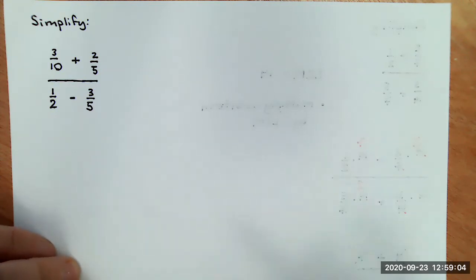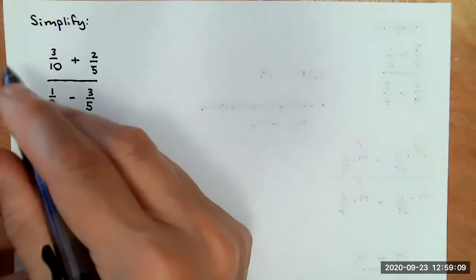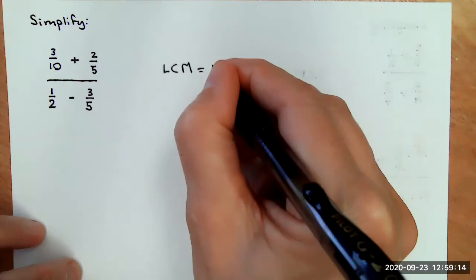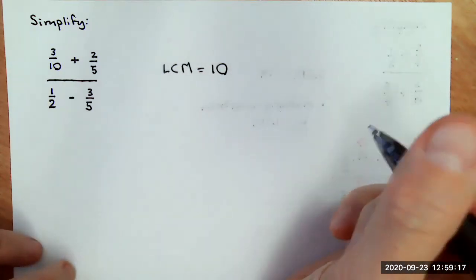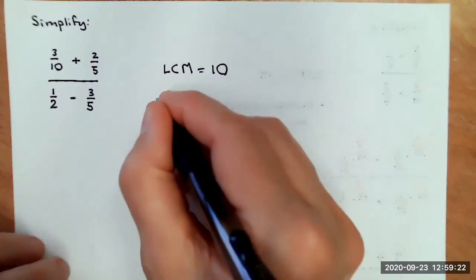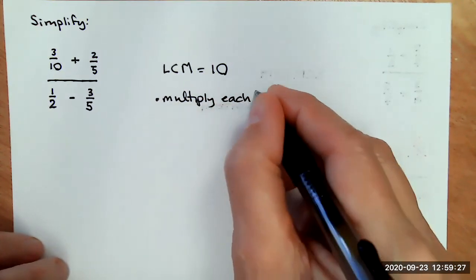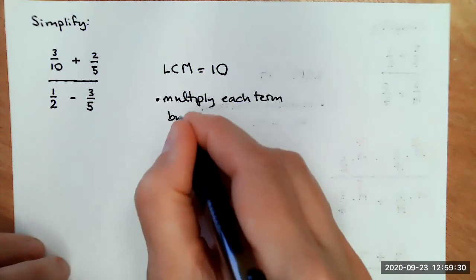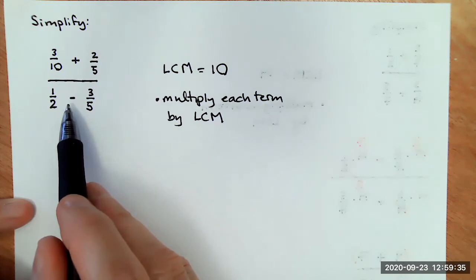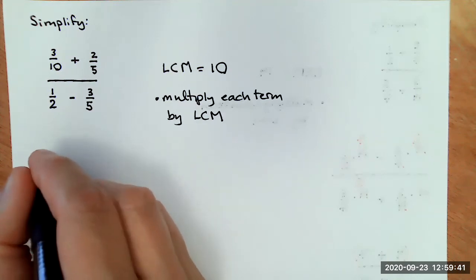All right, so the first thing you want to do is find the least common multiple of all of the fractions. And you can see that that's going to be 10. And then we can use the shortcut where we multiply each term by the LCM. I'll just write that down. And you probably already noticed that there's a negative sign down here. And we just want to be a little bit extra careful.